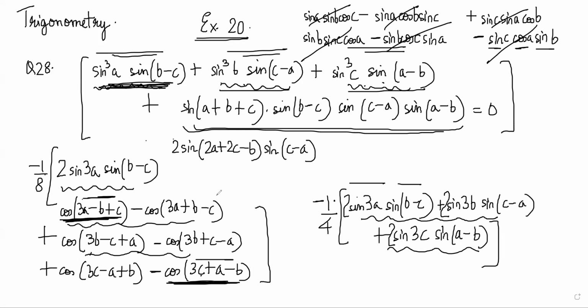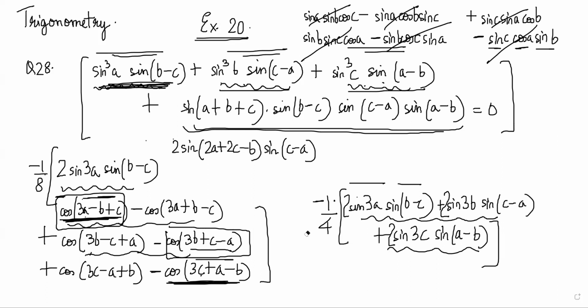I wanted to get a sine (a plus b plus c), but I'm not getting that, right. How can I get sine of a plus b plus c? Which grouping will give me that? That's what I'm trying to think. This minus this will give me what? 3a, 2a plus 2b. Oh yeah. Yeah, I've done the wrong grouping. I want to group this one with this one. Okay.